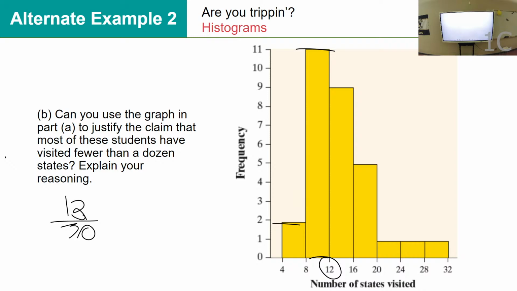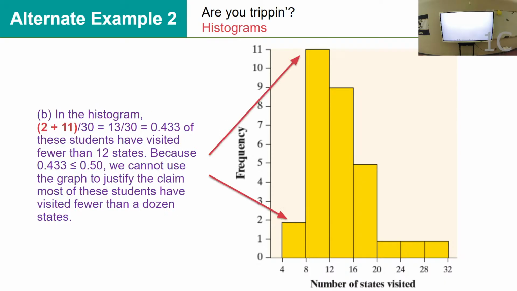Y'all okay? 13 out of 30 is not the majority. So I don't think most of the students have visited fewer than a dozen. I think most of them have visited more than a dozen. There would have been 13, which is 43%. That's not a majority. Majority is over 50%. Because 0.433 is less than 0.5, we cannot use the graph to justify the claim that a majority have visited fewer than a dozen states. Okay? Beautiful.